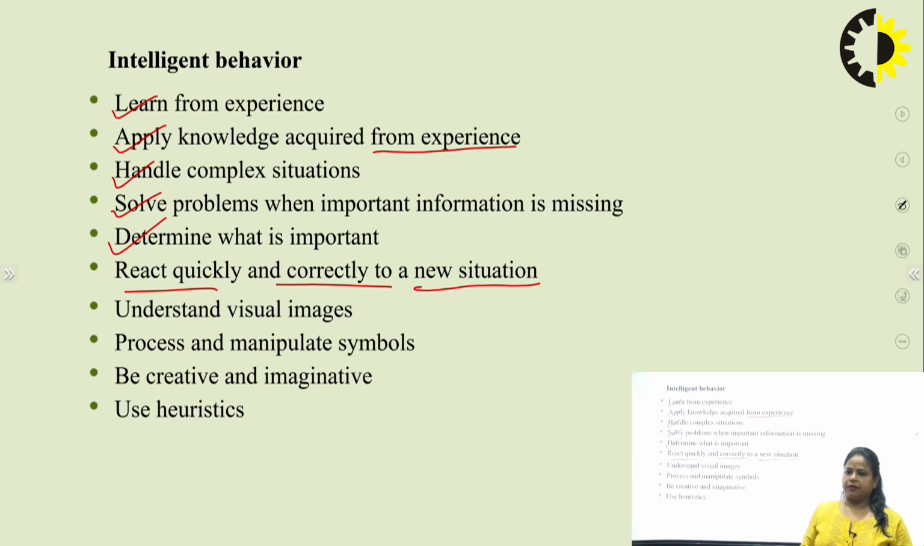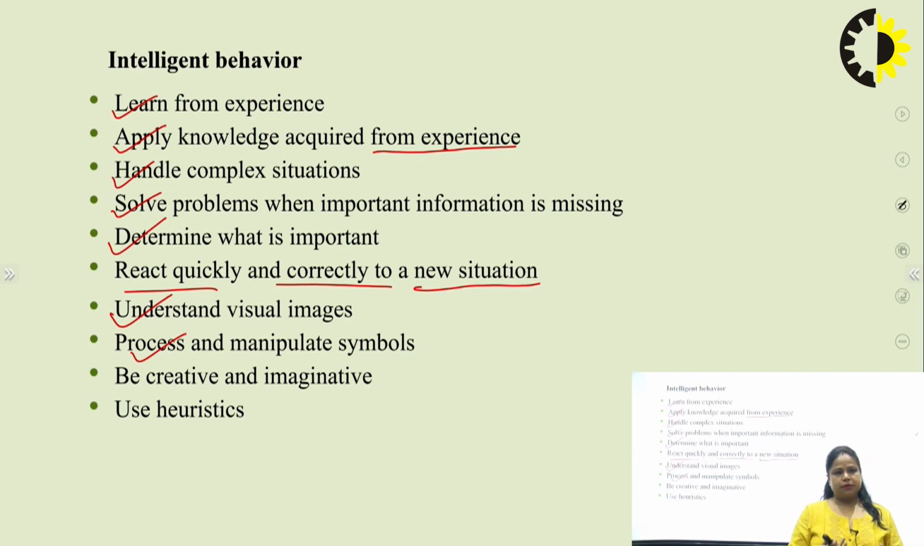Simultaneously, this is all about text, numerical values or reasoning data. But if we have symbols or visual images, how do we understand them? What is the meaning of those symbols? We have to process and manipulate those symbols, and decide whether they are useful for me or not. So we have to understand visual images, and process and manipulate symbols.